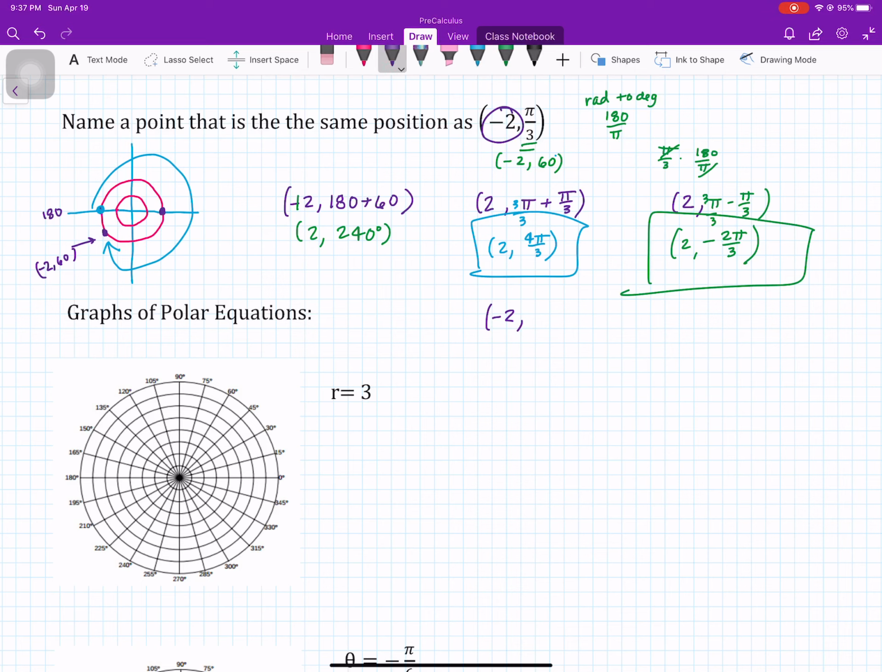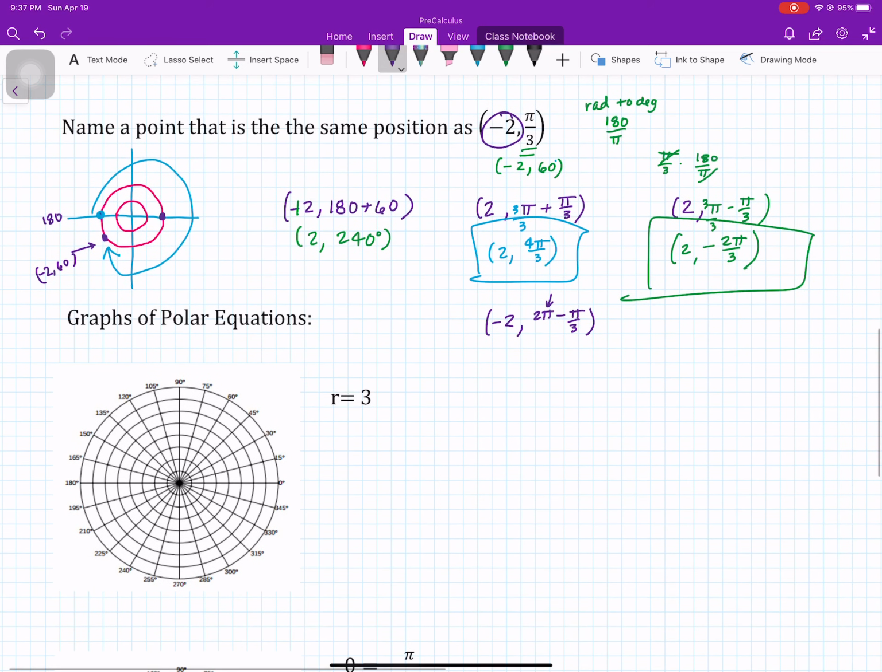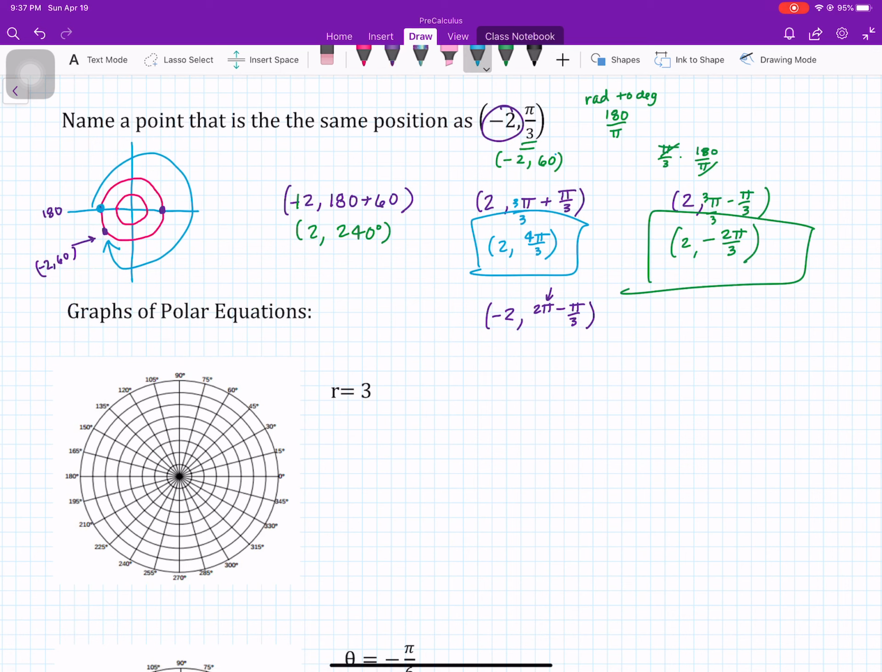Meaning that you almost go a full circle, but not quite. So that's like saying 2 pi minus pi over 3. Almost a full circle. Remember, 360 degrees is 2 pi. And again, common denominators are your best friend. 6 over 3. This is negative 2, and this would be 5 pi over 3. And again, I made that negative 5 pi over 3 because I'm rotating clockwise that time. So there's lots of different ways to represent these points.